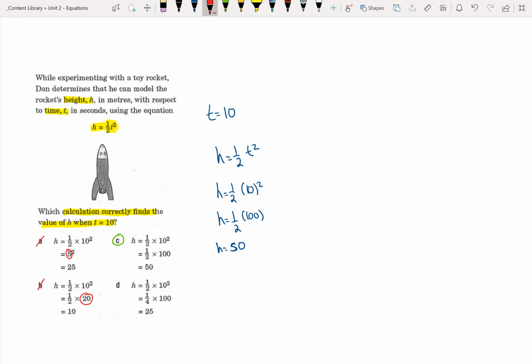And lastly, D. The 100 is right, so they did square 10, but they also squared 1/2, because the 1/2 and the 10 are not in brackets. That power of 2 does not apply to the 1/2, so D is wrong as well. So again, you could have done it multiple ways. You could have used the equation to solve, or you could have looked at each answer and eliminated them.